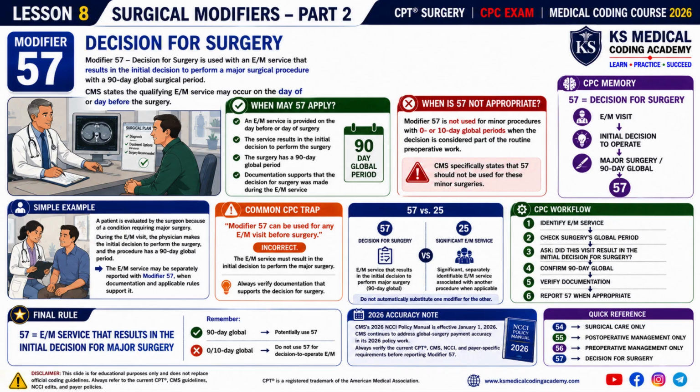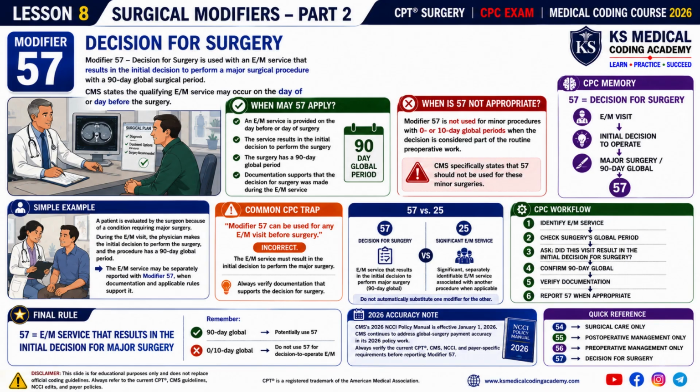Modifier 57 is not used for minor procedures with 0-day or 10-day global periods simply because an E/M visit occurred before surgery. Here's the common trap. Modifier 57 can be used for any E/M visit before surgery. That's incorrect. The E/M service must result in the initial decision for the major surgery. Also remember the distinction: 57 equals decision for surgery, while 25 is used for a significant, separately identifiable E/M service when the applicable circumstances and procedure rules support it.